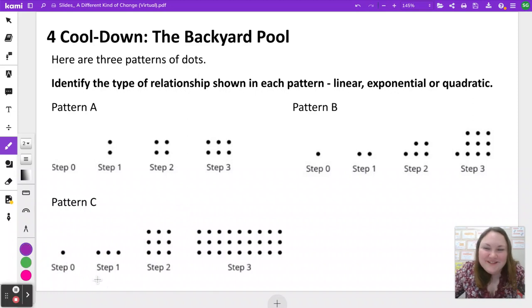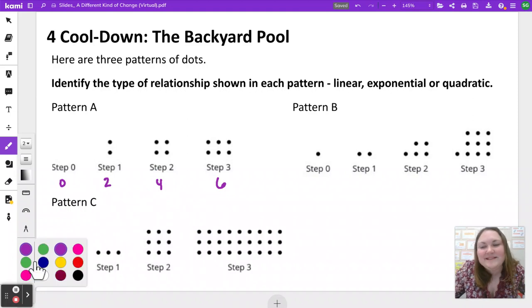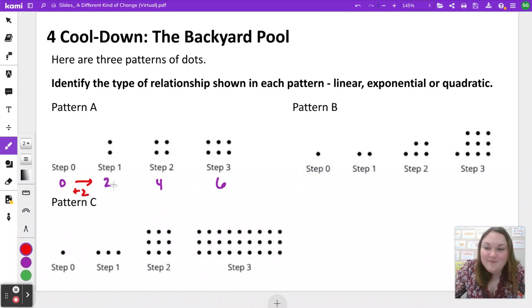As you finish up this problem here, a good way to start for a lot of people is putting the total number of dots in each pattern below it. So here, step 0 has 0, and then step 1 has 2, step 2 has 4, step 3 has 6. When you've got those totals there, it makes it a little easier to see how it's growing. For example, once I put those totals, it makes it a lot easier for me personally to see each time we're adding 2 dots. Plus 2, plus 2, plus 2.